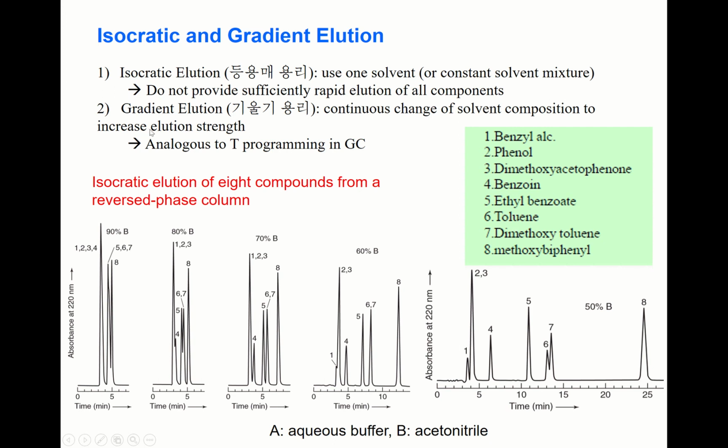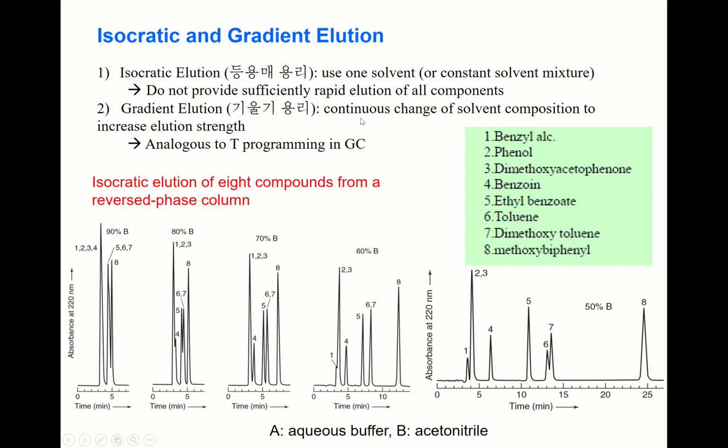Okay, and in the meantime, gradient elution. Gradient means the slope, right? It is called in Korean 기울기 용리. A continuous change of solvent composition to increase elution strength. This is often practiced in HPLC. So this gradient elution is equivalent to temperature programming in gas chromatography. Maybe in most cases, gradient elution is employed.